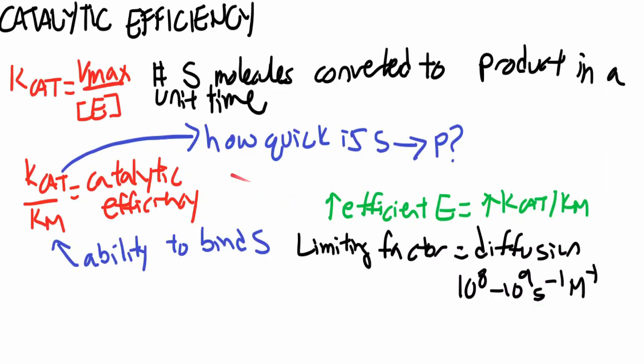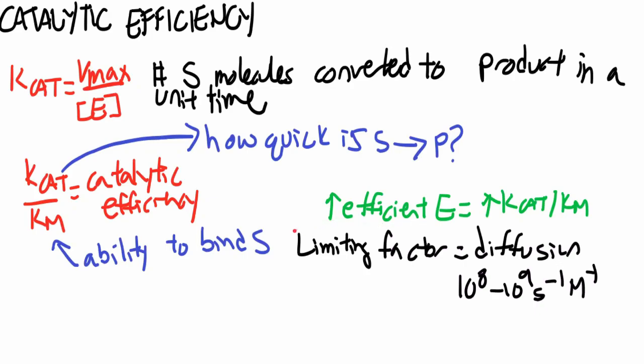Because remember, you want to be able to convert substrate to products very well. Like, you want a very, very high Kcat. That means that you're extremely quick at doing this reaction. And you want to have a really high affinity, which means that you would have a low Km. These two properties together would give you a highly efficient enzyme, okay?